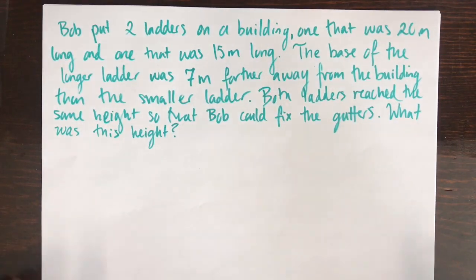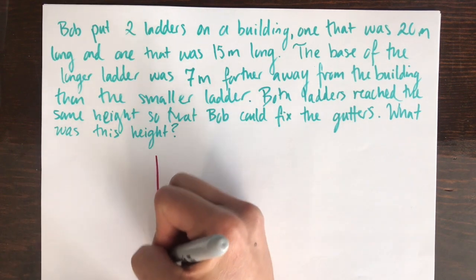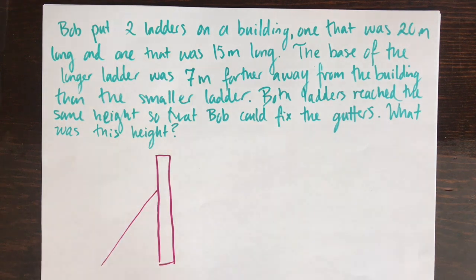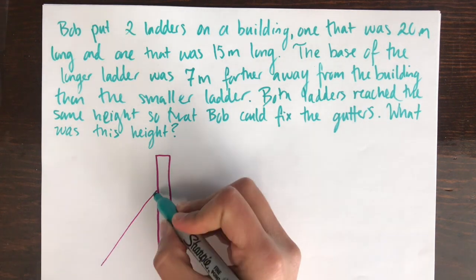So let's take a look at this one. We have Bob put 2 ladders on a building, one that was 20 meters long and the other one was 15 meters long. The base of the large ladder was 7 meters farther away from the building than the smaller one, but both ladders reached the same height.